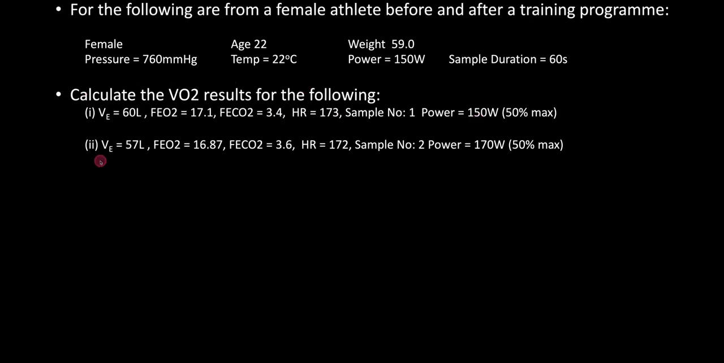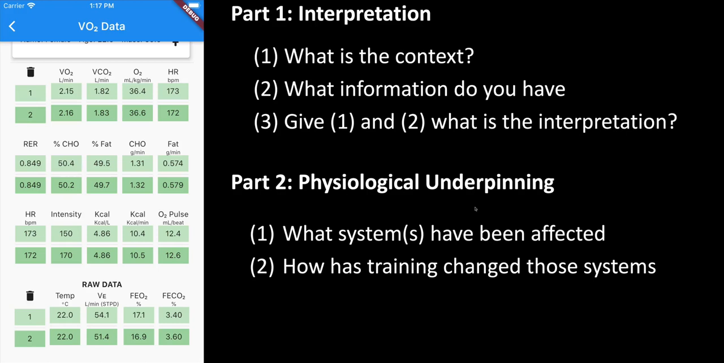In the second test, after the training program, 57 litres expired, 16.8 FeO2, so 16.8% oxygen, 3.6% carbon dioxide expired, heart rate of 172. This time the power output is 170. In both cases, this was supposed to be 50% of the VO2 max. So if we process that data, we get something that looks like this for this particular individual.